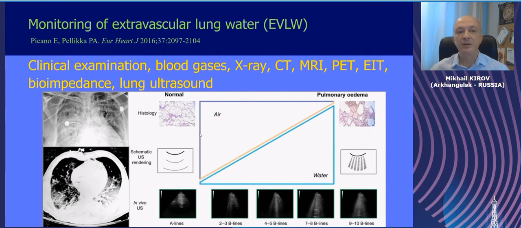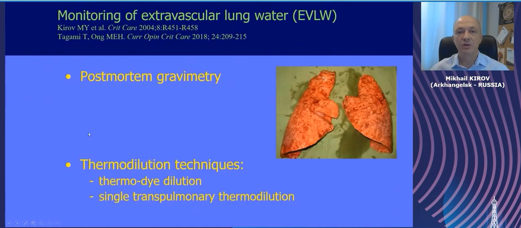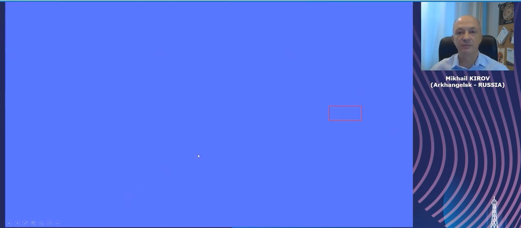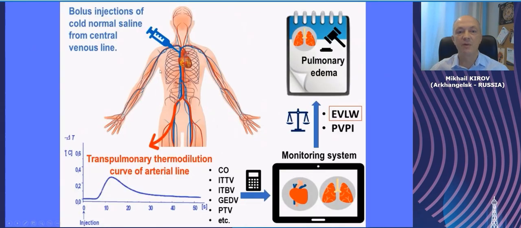To measure lung water, we can use different methods, from clinical examination and evaluation of blood gases to radiological methods like chest X-ray, CT, lung ultrasound, etc. However, to measure lung water quantitatively, the gold standard in experimental setting is postmortem gravimetry. However, it is impossible in clinical situation, where we can use thermodilution techniques, which have been replaced during the last 20 years by a single transpulmonary thermodilution. Here you see the main principles of the method.